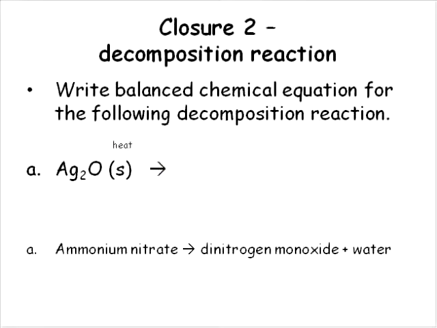Next example, write a balanced chemical equation for the following decomposition reaction. When we have a decomposition reaction, we have one reactant and we'd have 2 or more products. In this one here, you would just write the equation and then balance it. Again, it's decomposition. So if you want to work on this, let me just change that to B. Okay, so you can pause.